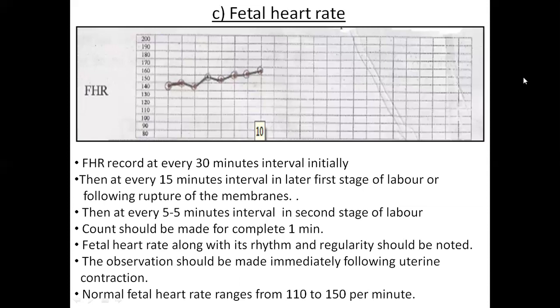Normal fetal heart rate ranges from 110 to 150 per minute. In this image, the fetal heart rate is shown as dots, and then these are joined to each other.